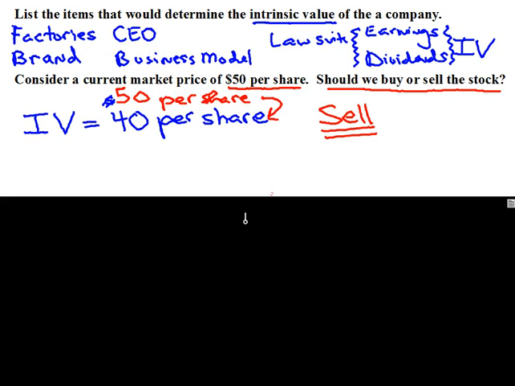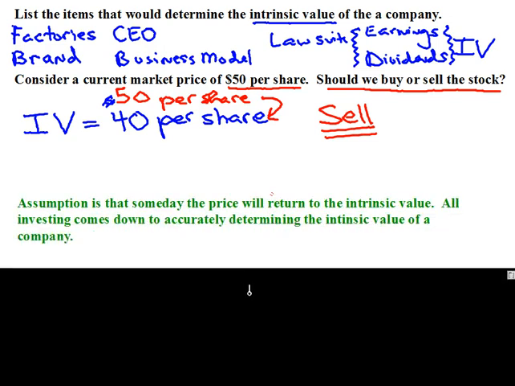So here's the simple rule. This is all based on the assumption that someday the price will return to the intrinsic value. That's the key. All investing comes down then to accurately determining the intrinsic value of the company. We have to accurately determine what we believe is the intrinsic value of the company, and then that will tell us whether to buy or sell.